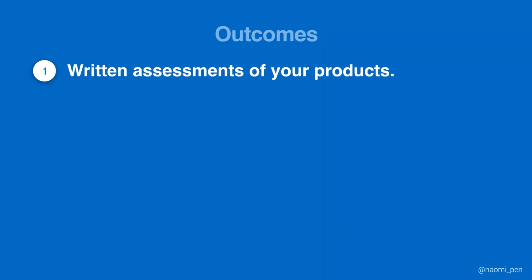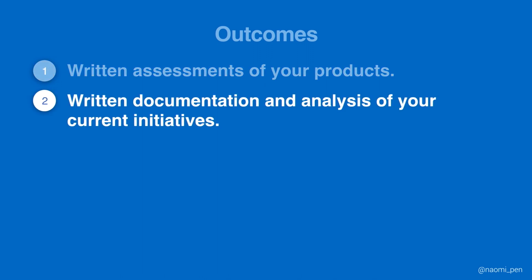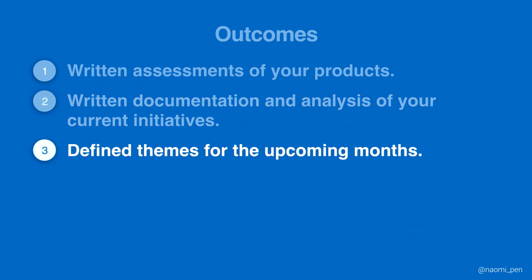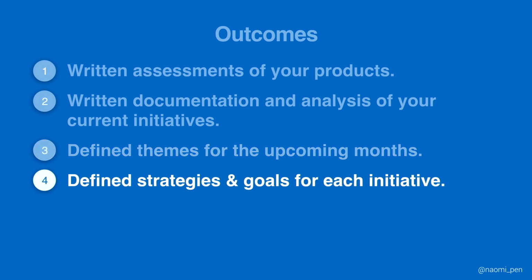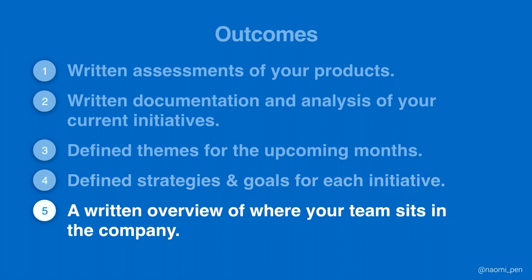So the outcomes you can expect are a written assessment of your products, written documentation, and an analysis of your current initiatives, defined themes for the upcoming months or the upcoming year, defined strategies and goals for each initiative, and a written overview of where your team sits in the organization, what your responsibilities are, what the scope of your responsibilities are, and especially what's actually not your responsibility.